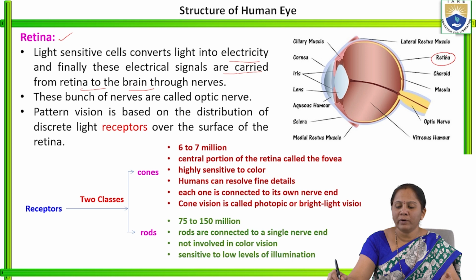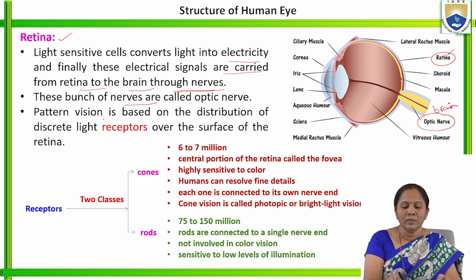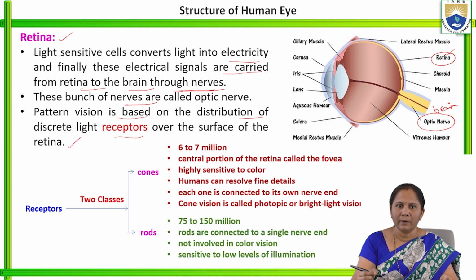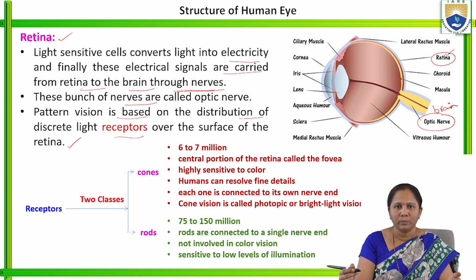How will it be carried from the retina to the brain? On the retina we have a large number of nerves. These bunches of nerves are connected to one single nerve, which is called the optic nerve. This optic nerve is connected to the brain. So that particular pattern will be viewed based on the distribution of discrete light receptors over the surface of the retina. Then the brain is going to visualize what the pattern is and what the object is.